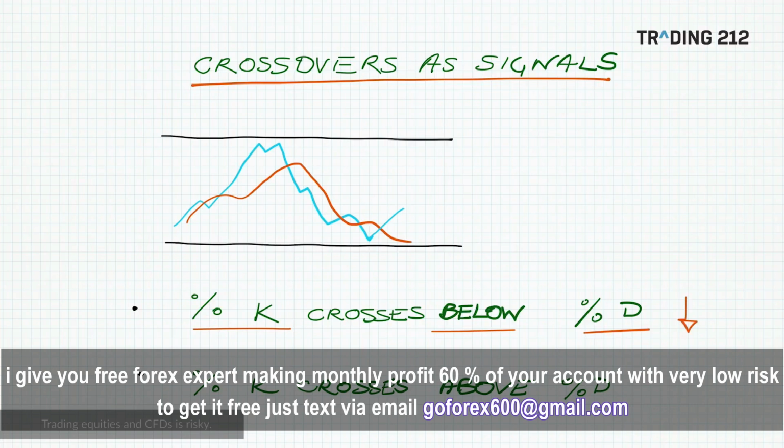So in the diagram above, this here is a sell signal. That's an example of the percentage K crossing below percentage D. And the percentage K line crossing above the percentage D line would be a buy signal. So once again, in the diagram above, a crossover like this here would be an example of a buy signal.